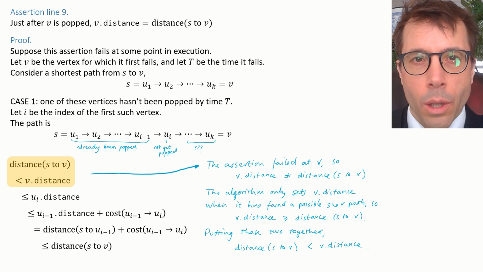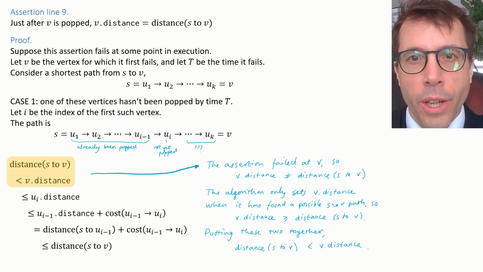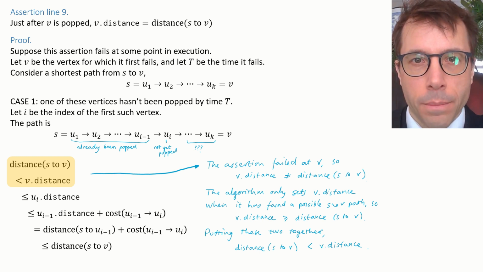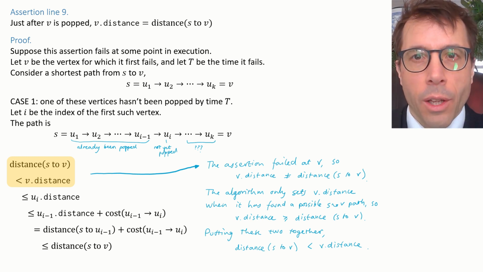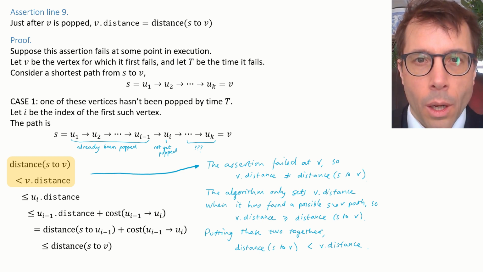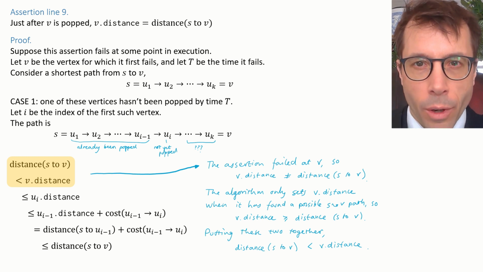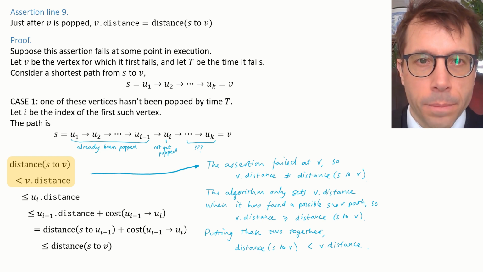Why is this true? Well, we're talking about the state of the algorithm at time t, and we know that the assertion just failed. Therefore, v.distance is not equal to the true mathematical distance from s to v. Now, could v.distance possibly be smaller? No, it can't, because the algorithm will only set v.distance when it discovers a legitimate path to v. That's what the test inside the inner loop of Dijkstra's algorithm ensures. Okay, so we know v.distance is incorrect. There's no way it can be smaller than the correct value, therefore it must be larger.